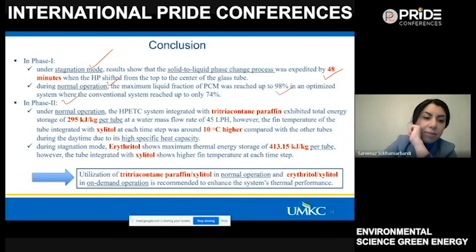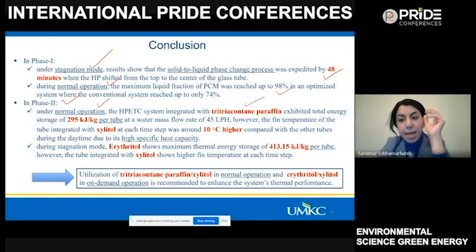In phase 2, when we talked about the different types of phase change materials to be integrated, under normal operation we saw that the paraffin exhibited the highest total energy among the others, at 295 kilojoule per kilogram per tube. However, the xylitol has a 10 degrees C higher temperature in the tube itself, due to the high specific heat capacity of the xylitol.